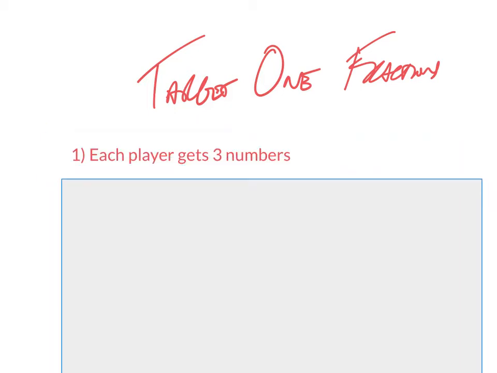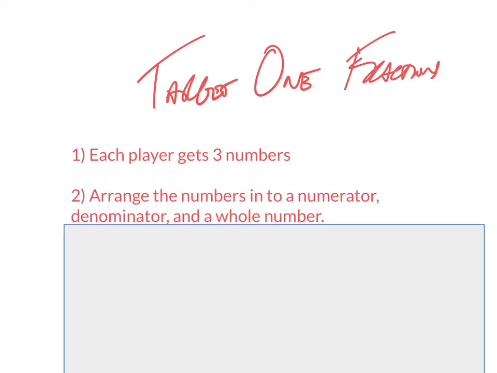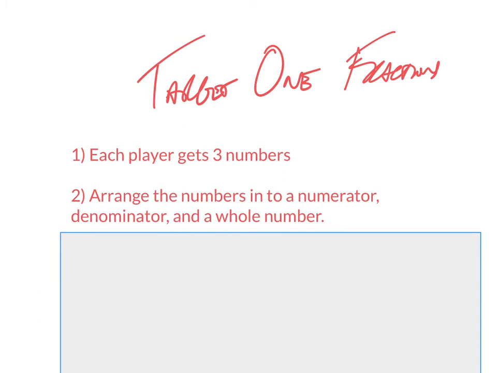Each player is going to get three numbers. And I use that word numbers. They do go up into double digits. You do use the number 10, so it is not just single digit numbers. And there are a couple numbers that are left out. So we have a generator online, a digital workplace, to help make sure we are using just the right numbers. Arrange the numbers into a numerator and denominator.